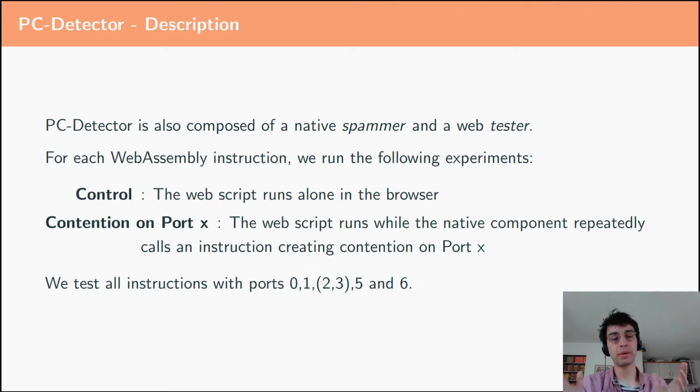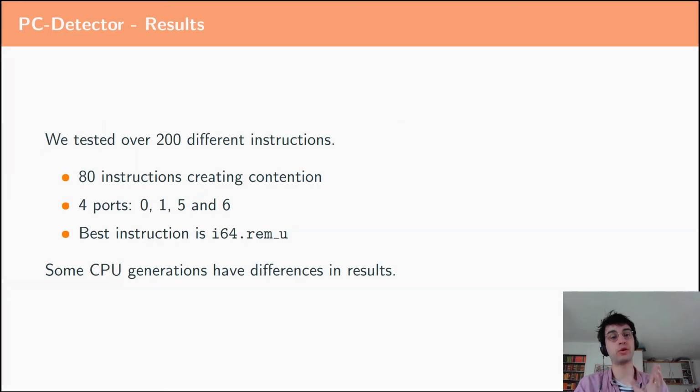So we test all WebAssembly instructions with ports 0, 1, 2, 3, 5, and 6. And the results are great because we tested over 200 instructions and we found over 80 instructions creating contention. Even better than that, we found that we could target 4 different ports with port contention, so namely 0, 1, 5, and 6. And for some reason, not all instructions create the same quality of contention. So we found the best one, which is i64.remu. I don't really know what it does, but it just creates nice contention on port 1.